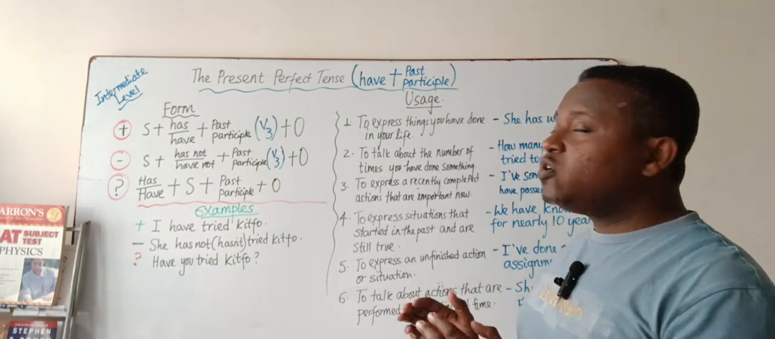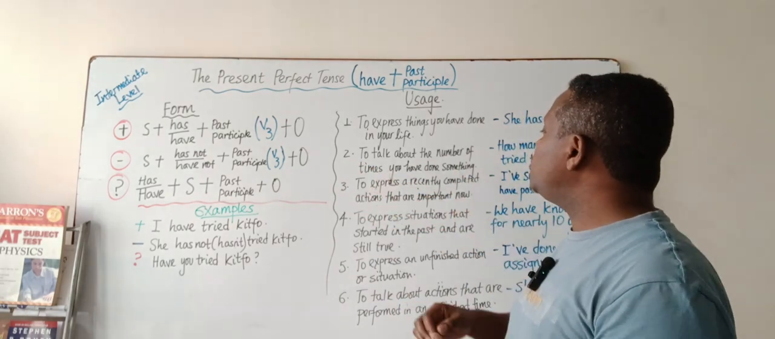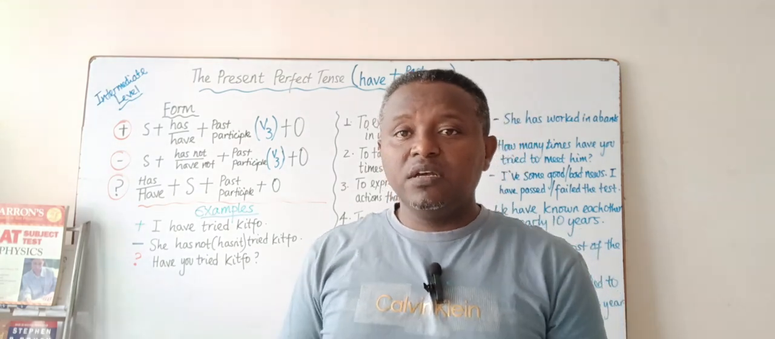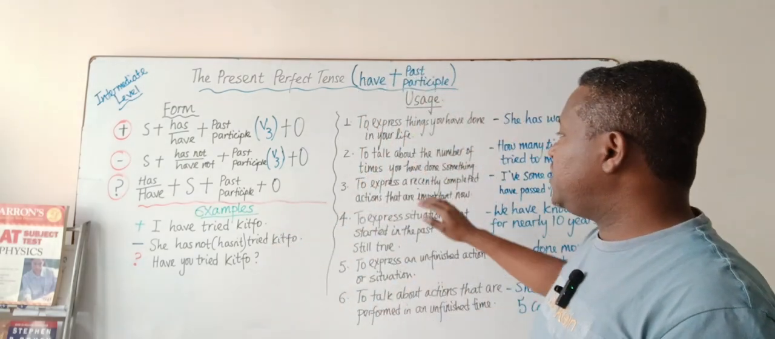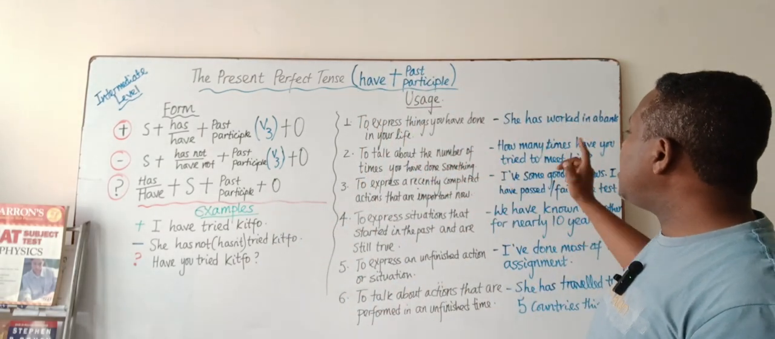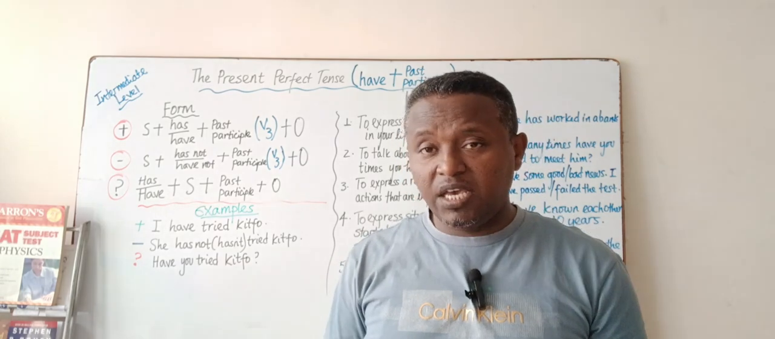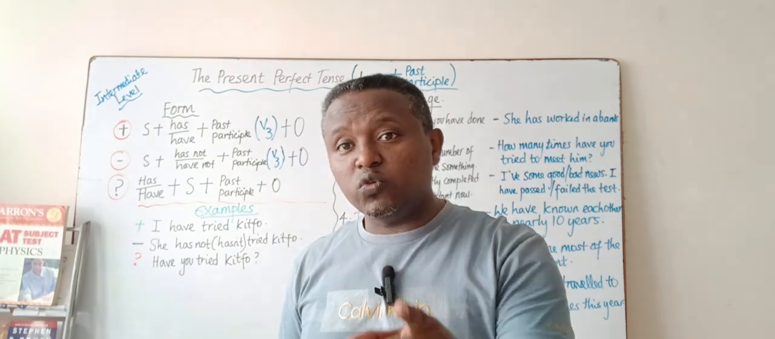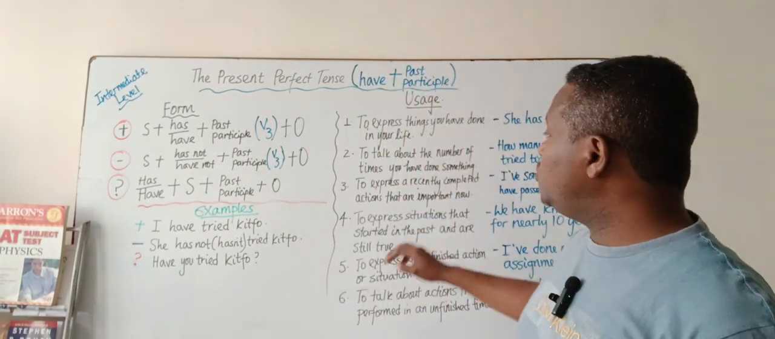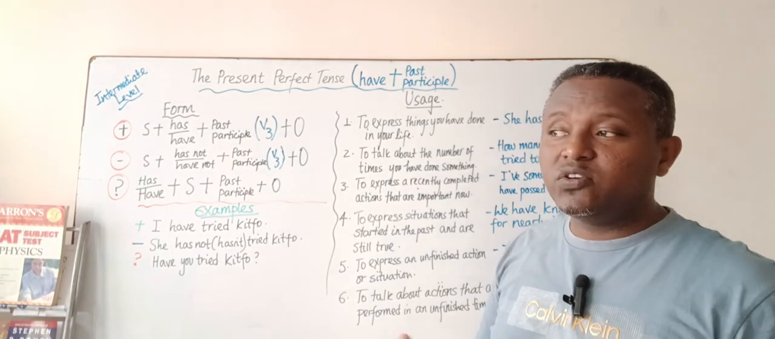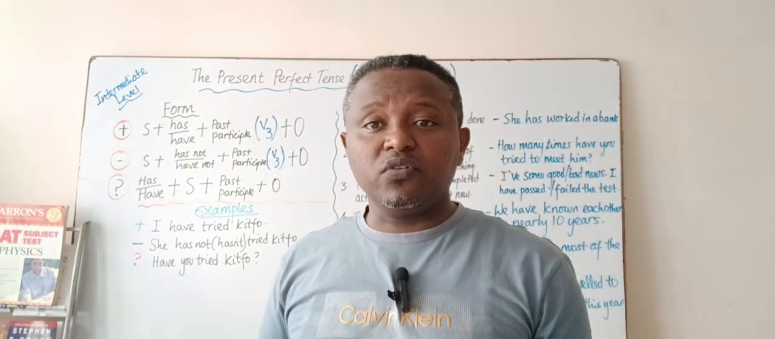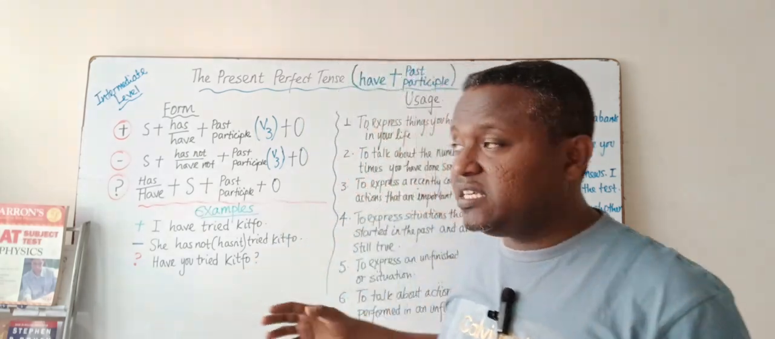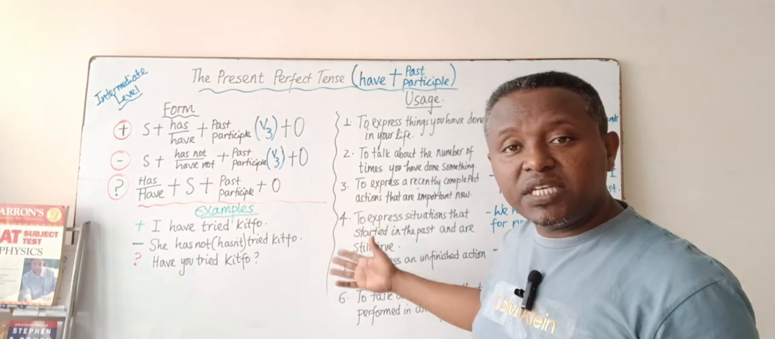The second one is to talk about the number of times that you have done something. To show the number of times that you have done something, we use the present perfect tense. For example: how many times have you tried to meet him, before you give up? To talk about that, you use the present perfect tense. You can say, I've tried to meet him a number of times, I've tried to call him a number of times. So this is to show that you've done something repeatedly.